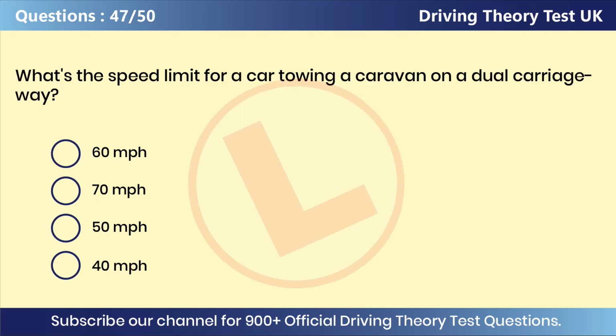Question 47. What's the speed limit for a car towing a caravan on a dual carriageway? A. 60 miles per hour. B. 70 miles per hour. C. 50 miles per hour. D. 40 miles per hour. A. 60 miles per hour.